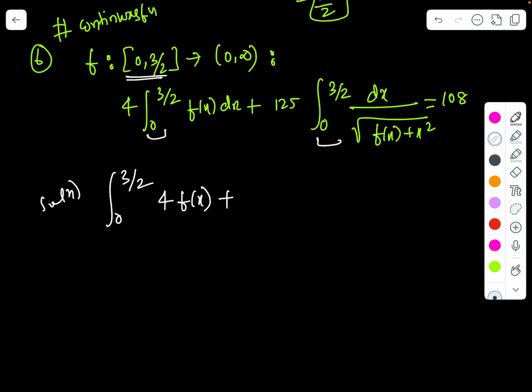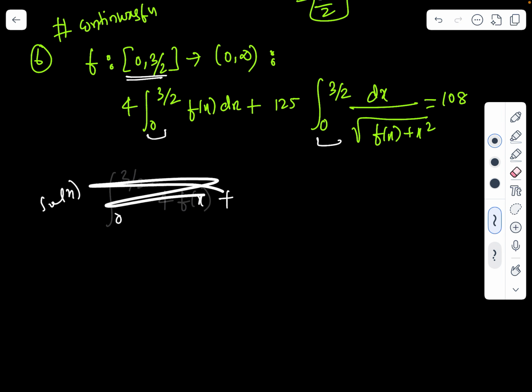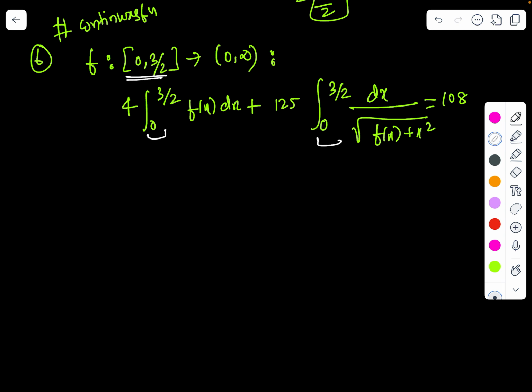125, we can send little there, right? So 4 times f of x, and the idea will not come suddenly. So let's see how we can move about it. What else can we do in the solution? So how to think in such kind of problem?